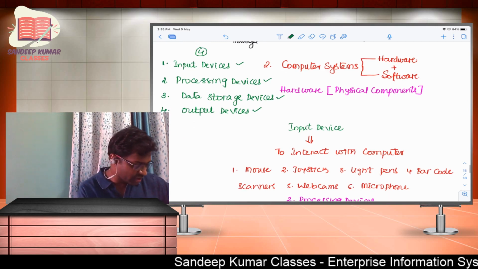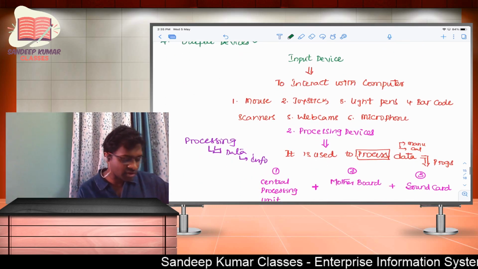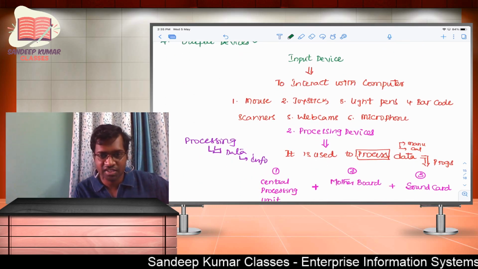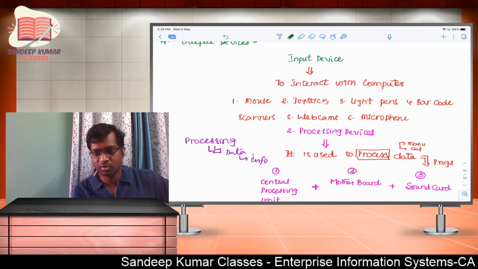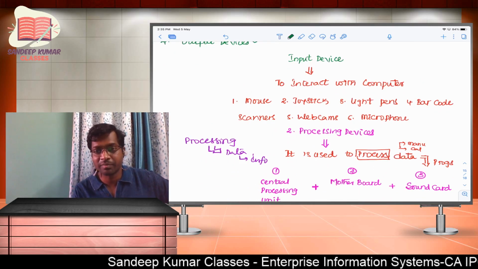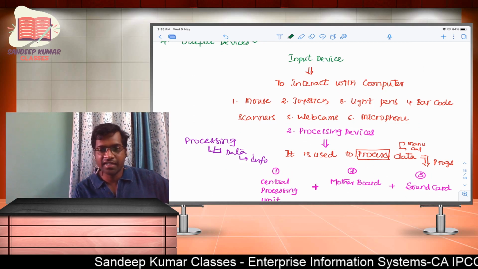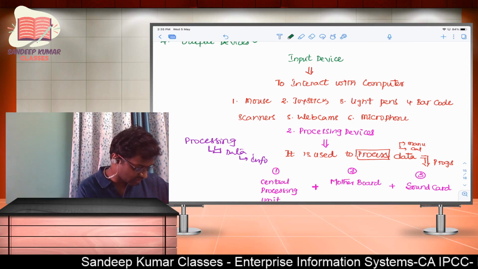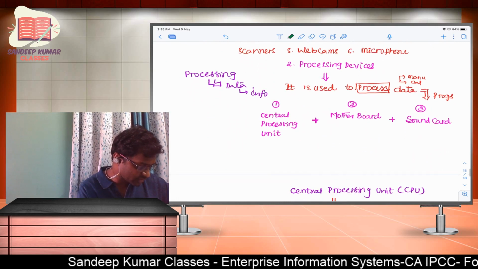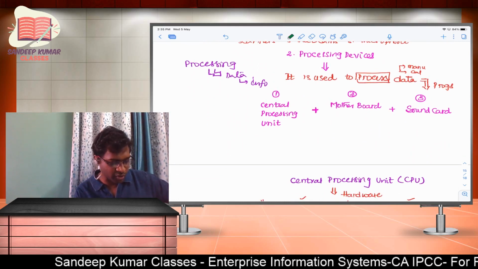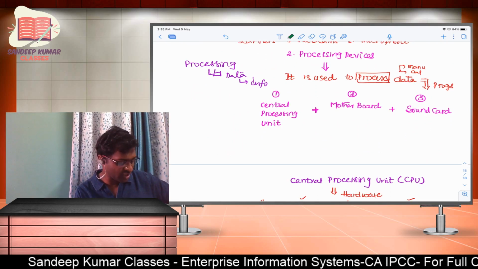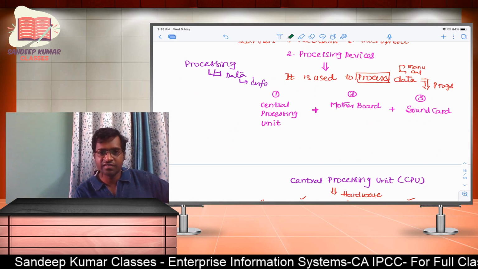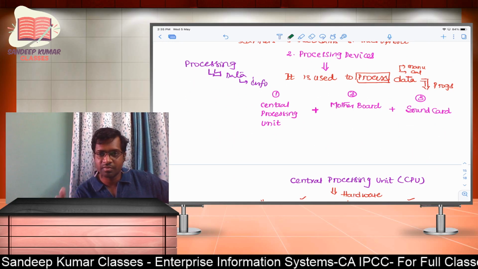Input devices are required to interact with a computer. What are examples of input devices? Mouse, joystick, light pen, barcode scanner, webcams, microphones, etc. The second is processing devices. These are required to process the data, manipulate the data, or calculate the data using certain programs. A processing device is a combination of central processing unit, motherboard, and sound card.